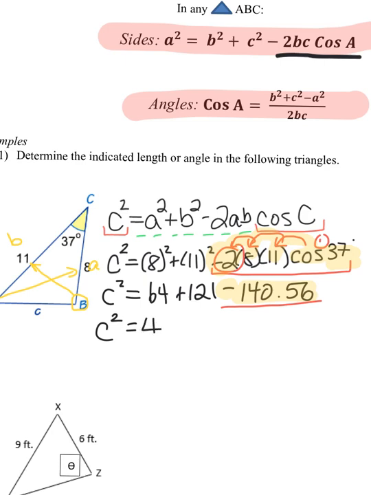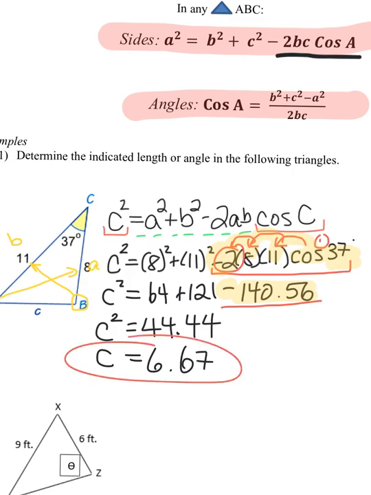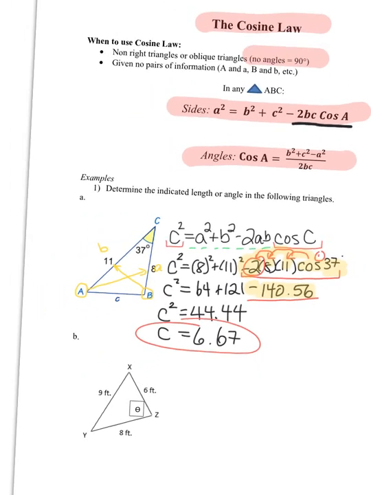Okay, and we get 44.4, and we might have a few more decimal places there depending on how many you carried on that last number. And then we want c, not c squared, so we're going to take the square root. So I have 6.67, and that is my answer for the length of side C. So that's our first one done.